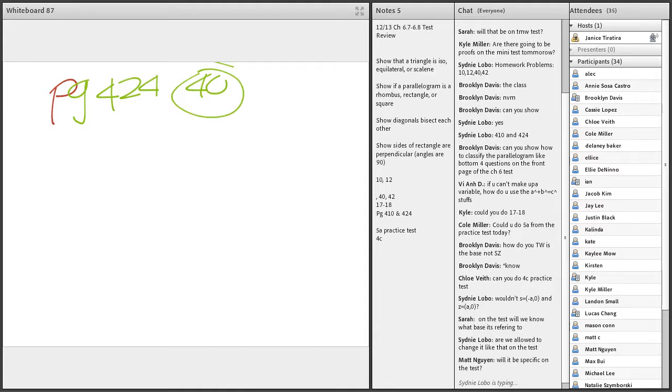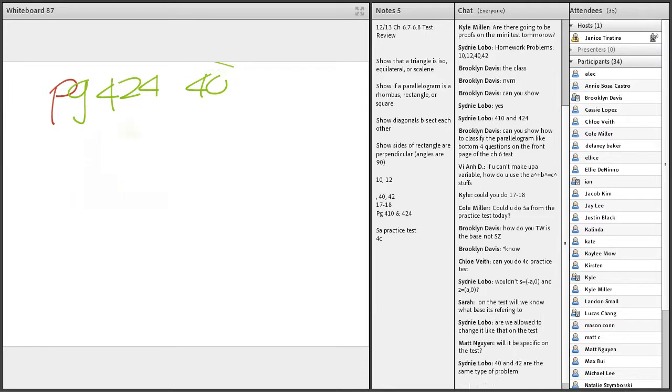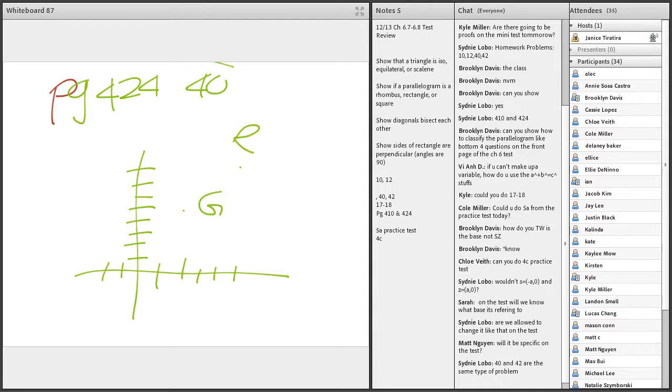So G is 2, 5. So 1, 2, 3, 4, 5. So here's G. And then, oh man, I should have read it first. I got to go higher. So let me start all over, okay? All right. So there we go. So 2, 5. 1, 2, 3, 4, 5 is G. And then R is 5, 8. This is definitely not to scale, so sorry. That one is R. Then negative 2, 12.